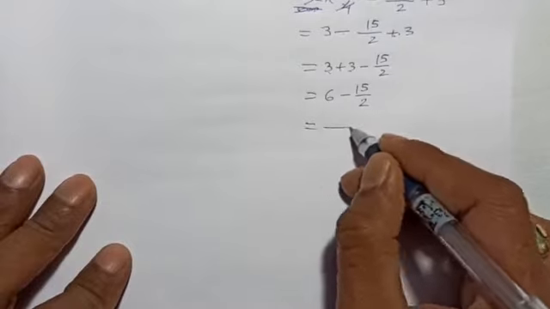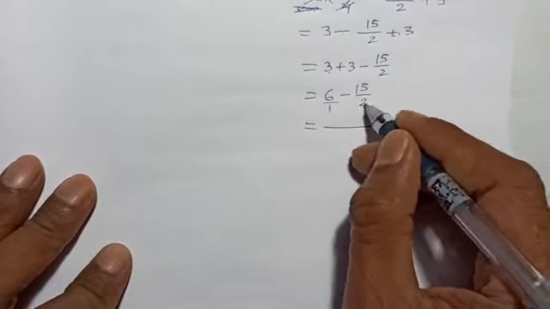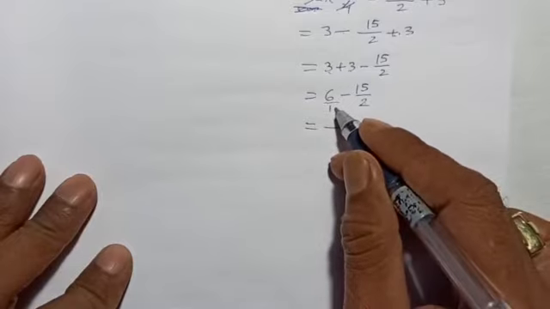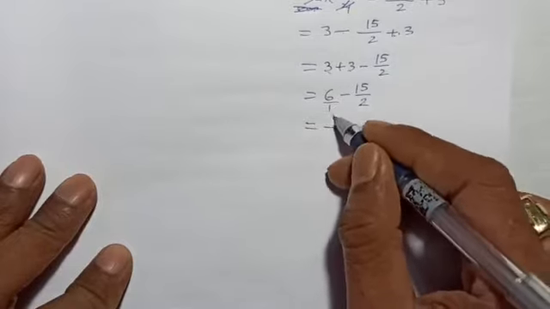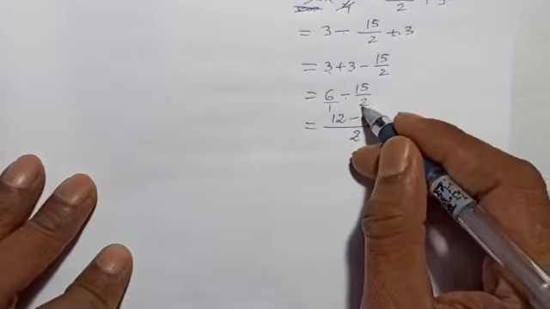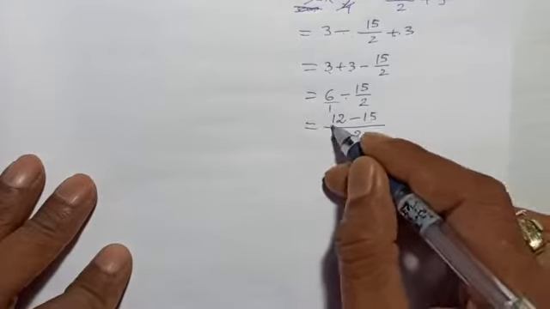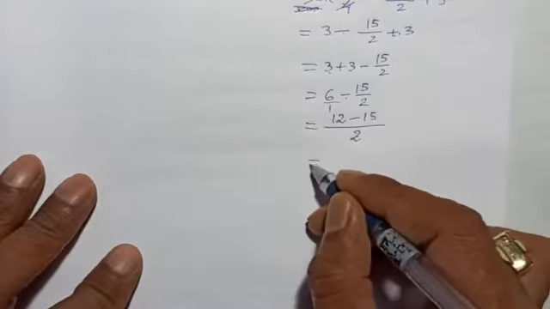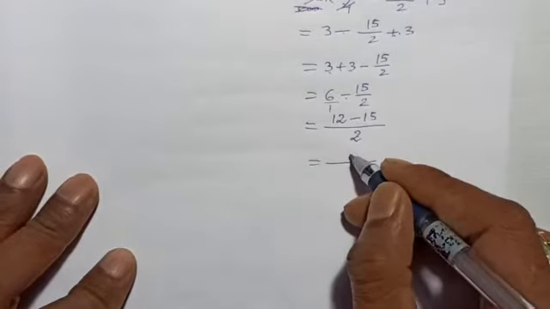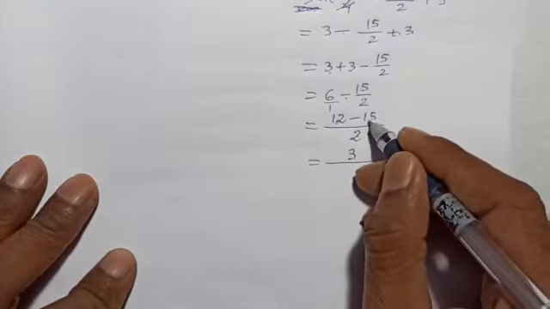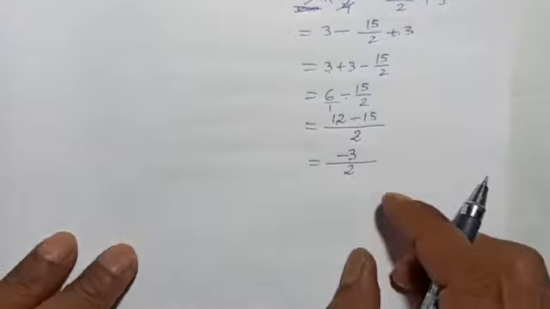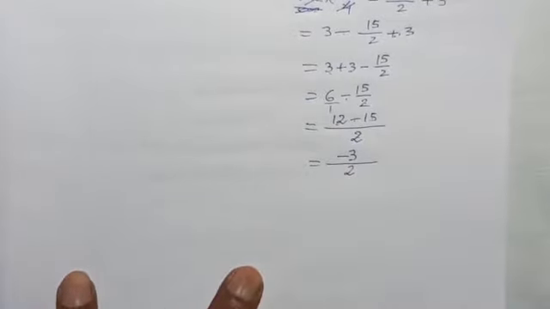Next steps. Here in the denominators, 1 and 2, if we take the LCM, it is 2. 2 divided by 1 is 2, 2 into 6 is 12. So 12 is getting, then minus sign. 2 divided by 2 is 1, 1 into 15 is 15. So we are getting 15. Now 12 minus 15, this is minus, so we have to subtract. If we subtract, we will get 3. 12 and 15, 15 is bigger, so the bigger sign is minus, so minus 3 by 2, and this is the answer. Understand or not? So this is the answer.